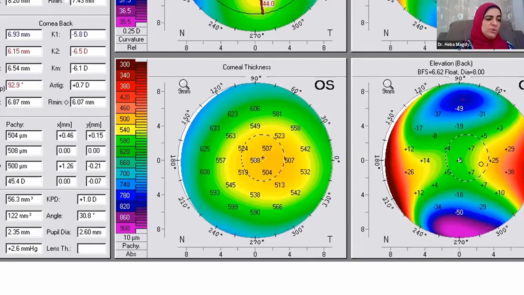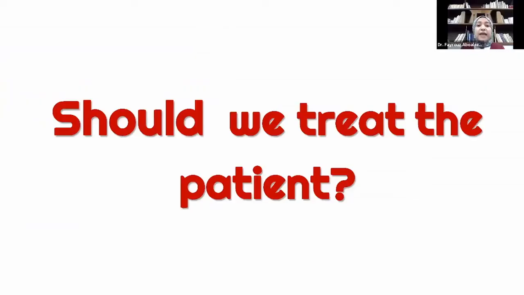Yeah, the cornea is originally thin from the start, and this can reflect the behavior of the whole outer coat of this eye, including the lamina cribrosa. So thin cornea, yes, is added to the risk factors in this patient. Yes. And hence comes the most important question: should we treat this patient or not?